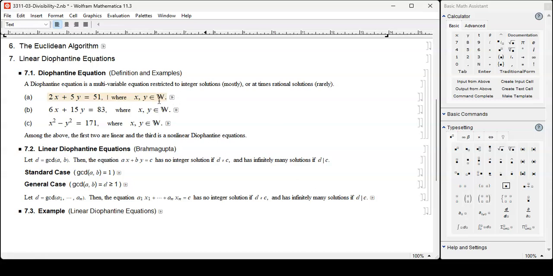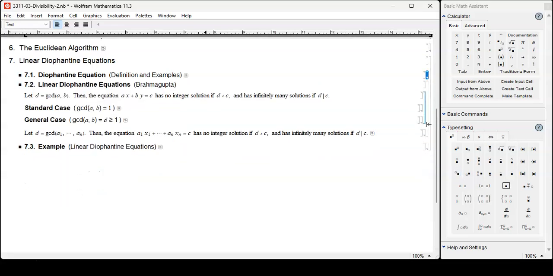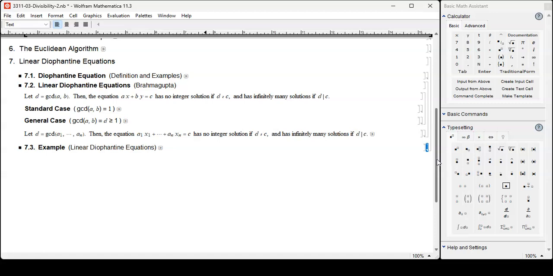And of course, if we restrict only to W, then we have only finitely many solutions. So we can easily check those. And as a matter of fact, that's this example. I just mentioned those, but do those on your own and then write those down.